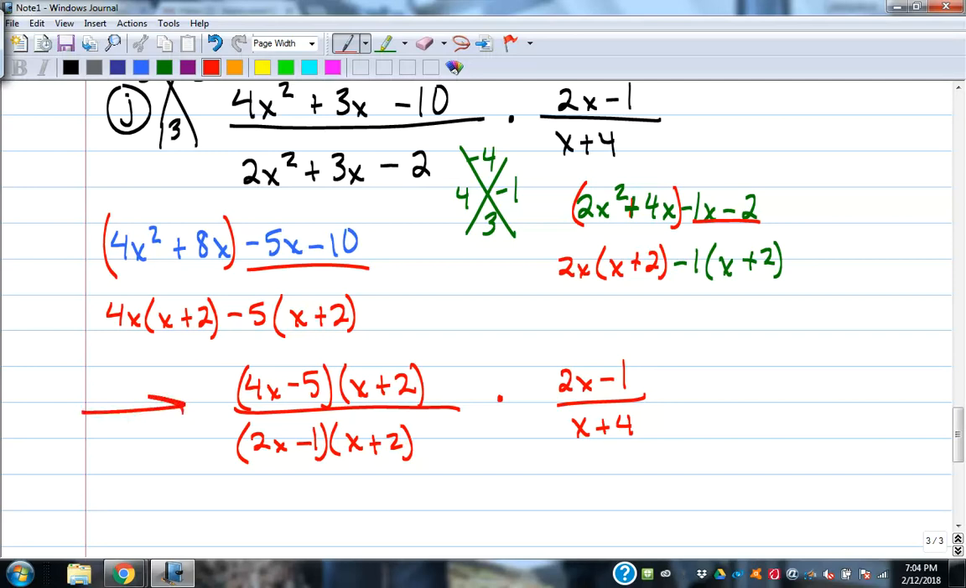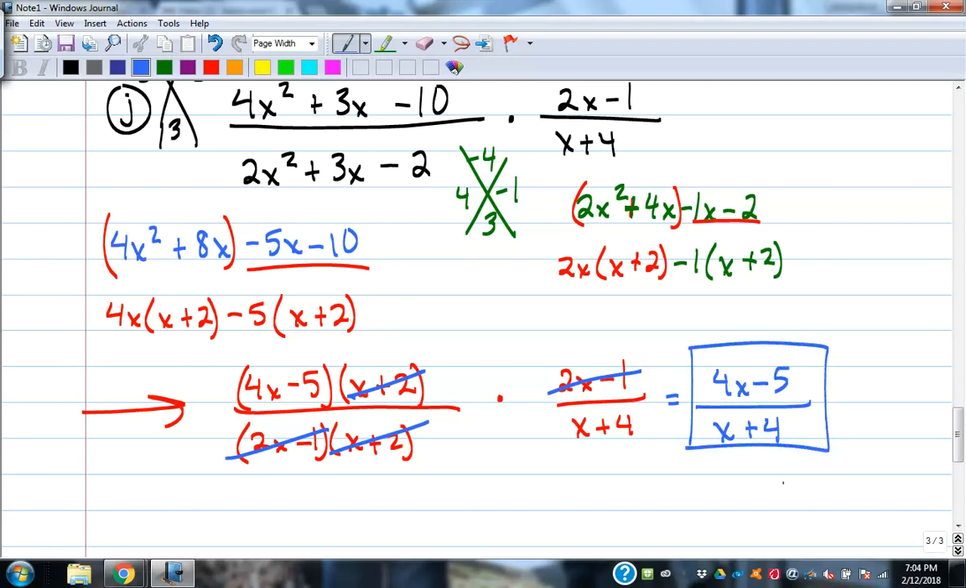So now this is the problem we're looking at. It's all factored completely. Check vertically. What can cancel vertically? X plus 2 cancels x plus 2. Diagonally. Sound effects help. 4x minus 5 over x plus 4. You're done.